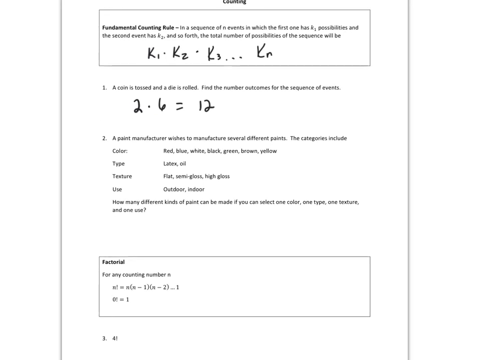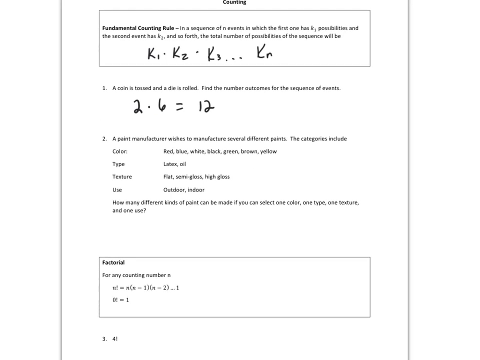In problem number 2, it's talking about paint, and the paint is by color, type, texture, and use. How many different kinds of paint can be made if you select one color, one type, one texture, and one use? Well, how many choices do I have for colors? If you count those, there's 7. How many types? 2. How many textures? 3. How many uses? 2. And that's 14. That's going to be 84.